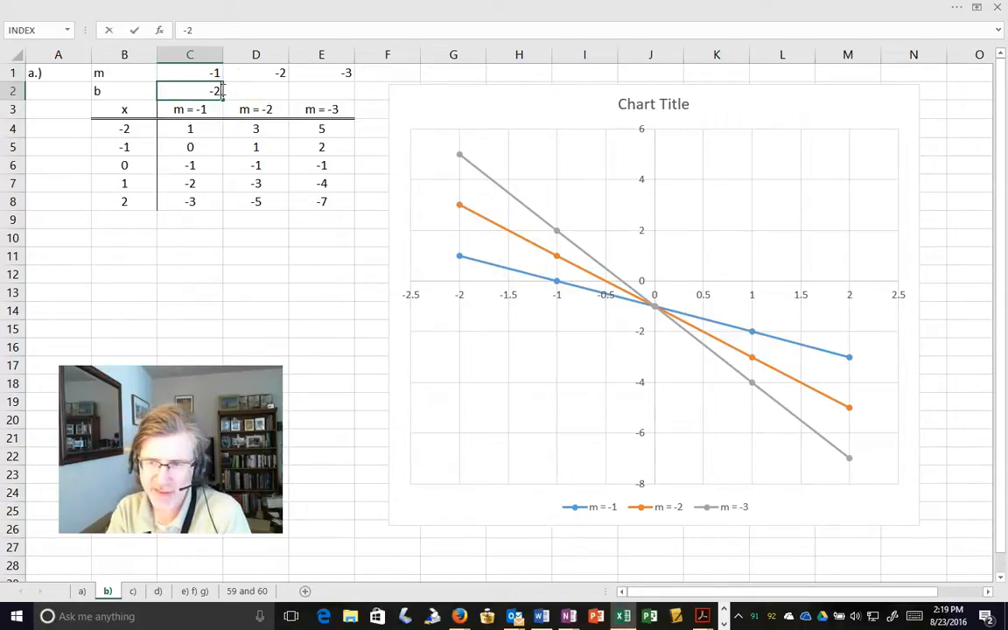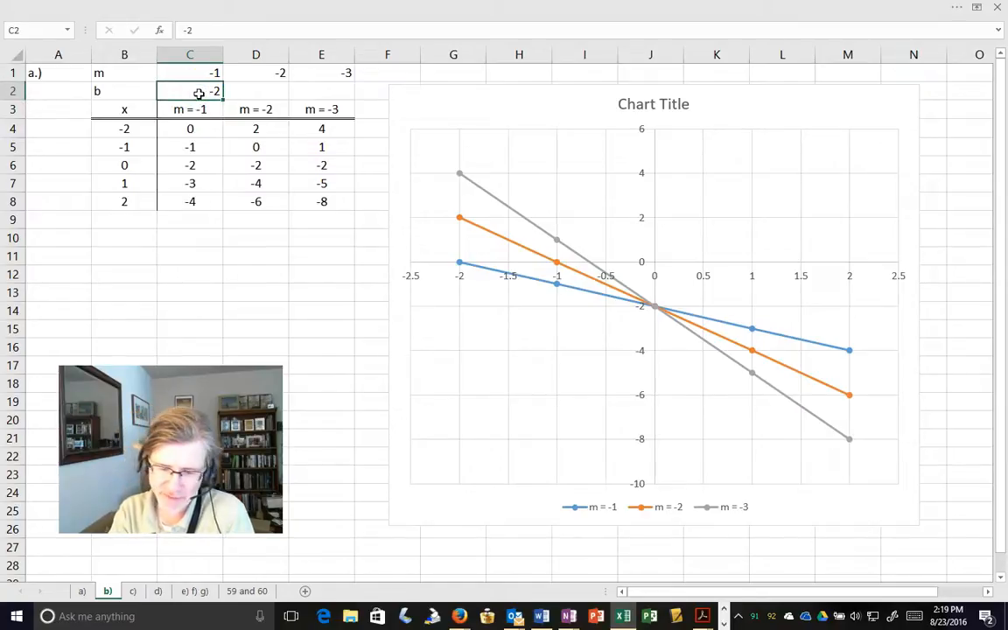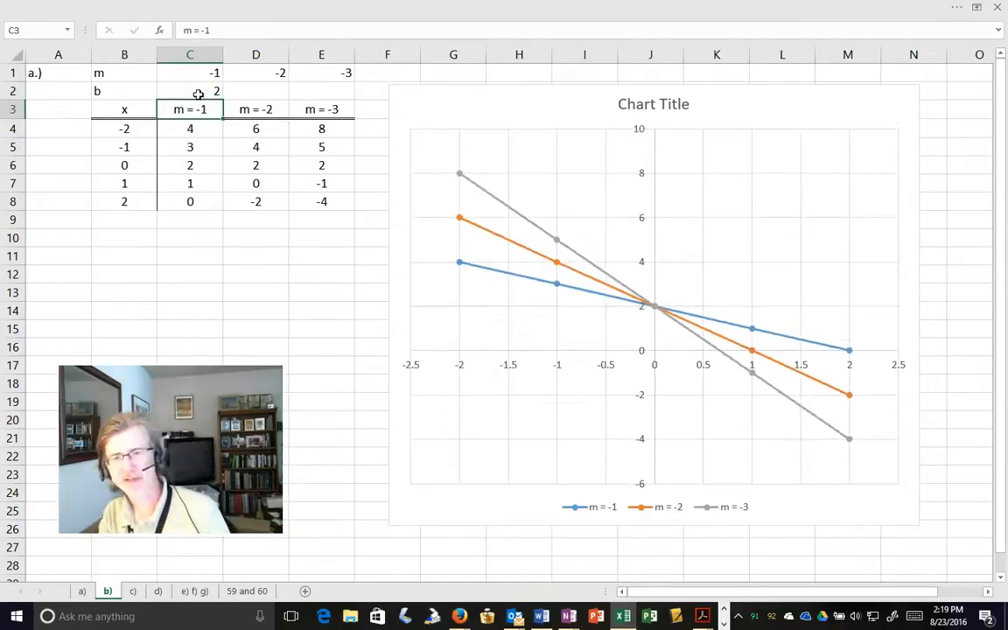What I like about Excel is that you can change stuff here, and if you've done your formulas right in Excel, they show up pretty accurately.